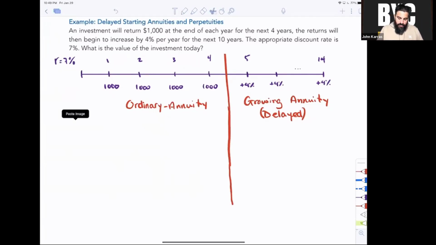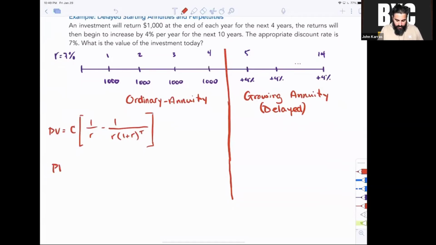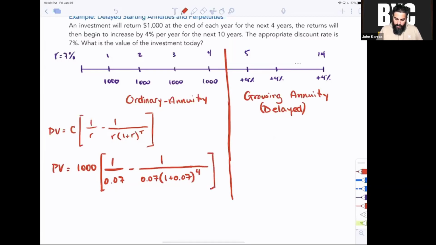Ordinary annuity, same formula as before. Present value is equal to the cash flow multiplied by this whole thing. So the present value, the first cash flow is 1,000. The rate is 7%. And this portion of my timeline only has 4 payments. So I've taken into account those 4 with my first calculation.